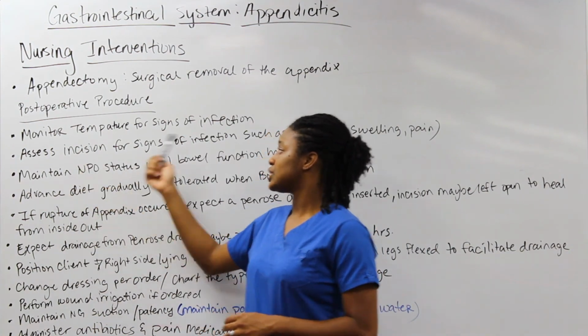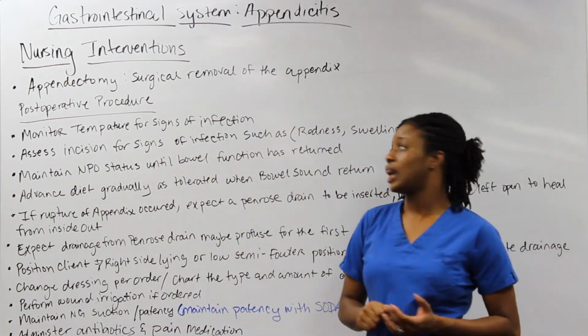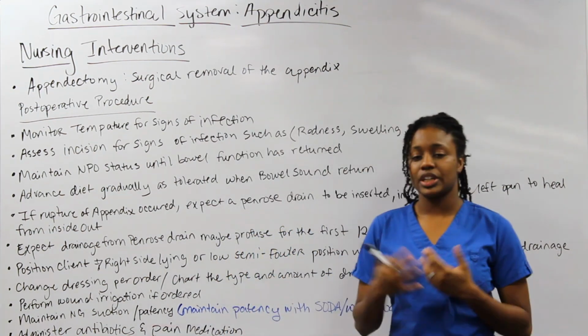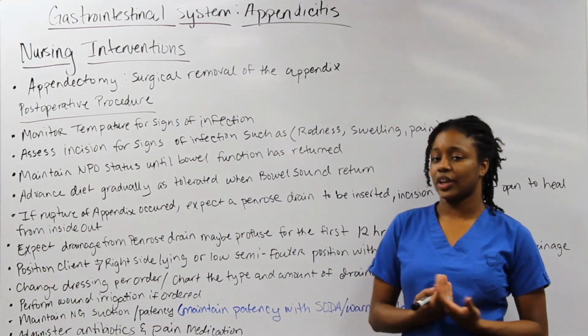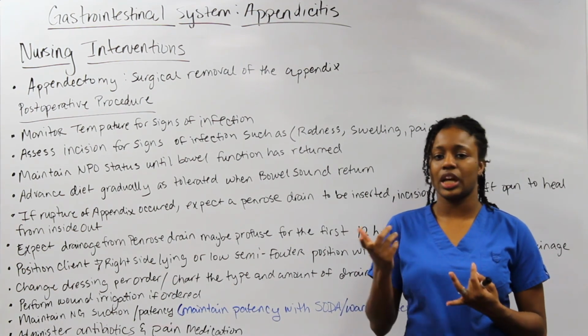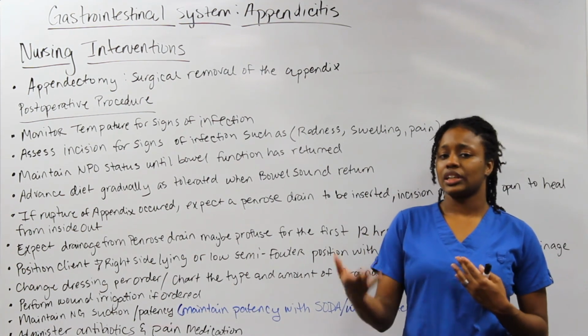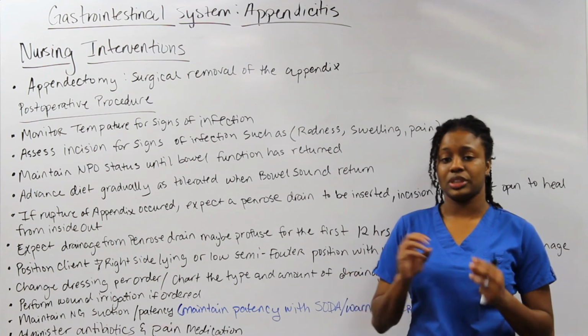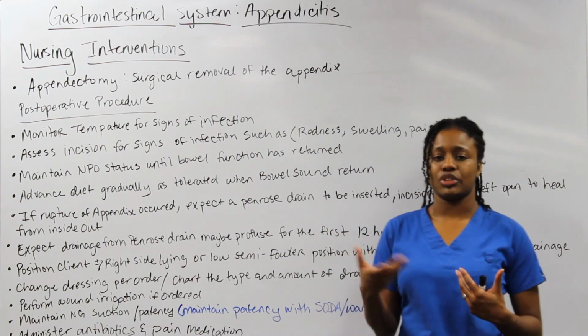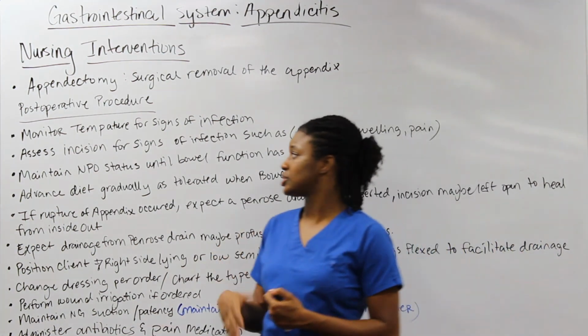You also want to assess incisions for signs of infection, such as redness, swelling, or pain. All those are indicators letting you know that maybe there's an infection. Also, the type of drainage that comes out. If you see a yellowish type of drainage, that can also let you know that that's infection, because that's like the pus, mucus type of drainage that's coming out. So you want to pay attention to that.